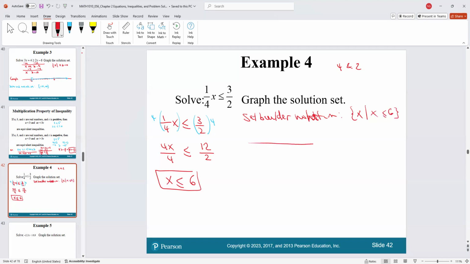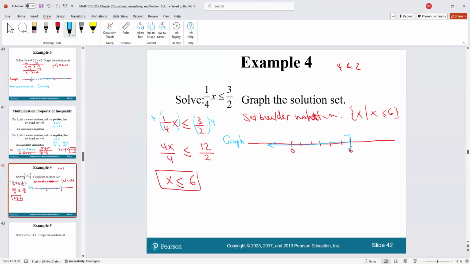Or I can graph it on a number line. If I have 0, 1, 2, 3, 4, 5, and 6. Now, what it tells me is that it should be less than or equal to 6. So we cannot go over 6. So we're going to use a bracket because 6 is also included. So we go to the left. So this is the solution for this one. Or that's the graph, of course.